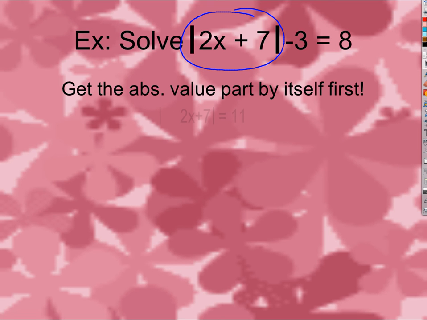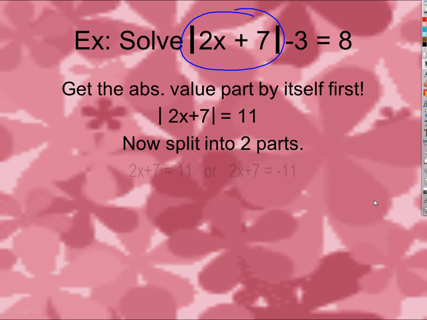Now, once I add 3 to both sides, I've got an absolute value equation that I can make a trade for, right? Now we're done. We've got to make our trade. Whatever's inside the absolute value bars is either going to be what? Equal to 11 or negative 11. So we'll split the absolute value equation into 2 regular equations and solve, and we're done.